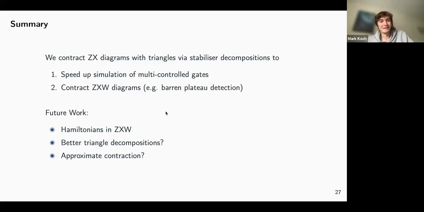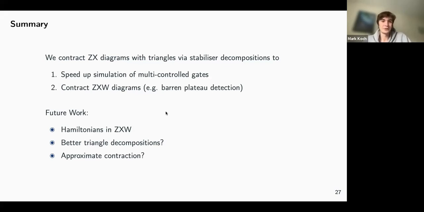We have to see. Maybe we can also find better ways to decompose triangles. One thing that was very successful in the Clifford+T case is looking at partial decompositions. So ways to decompose T-spiders that might leave some T-spiders in there, but reduces the number overall. Might do the same thing for triangles, maybe if we can find something.